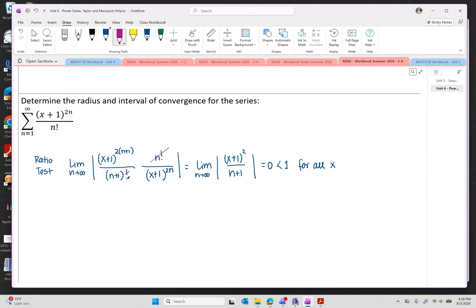And the (x+1) quantities, I will have all of them in the denominator, simplify, and have 2 in the numerator remaining. The limit of (x+1)^2 over n+1 as n approaches infinity is 0, because the only term of this fraction that grows is the denominator. 0 is less than 1 for all x, and therefore the interval of convergence here will be all real numbers, -infinity to +infinity.